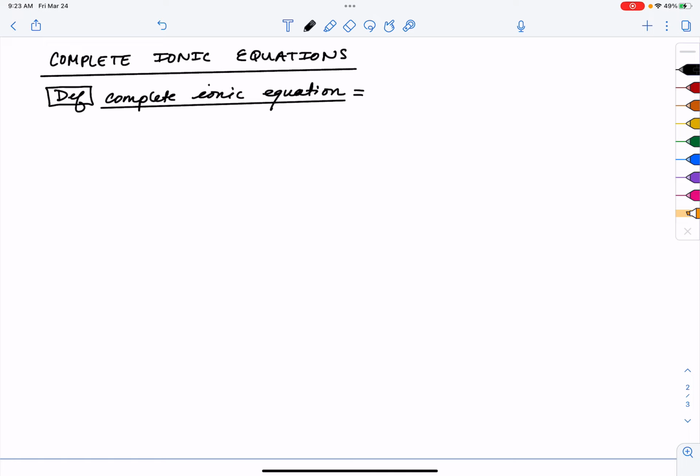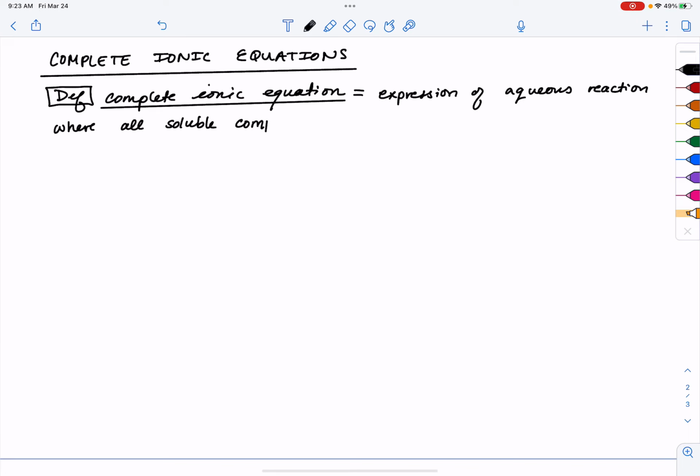A complete ionic equation is an expression of an aqueous reaction where all soluble compounds are shown in their dissociated form.